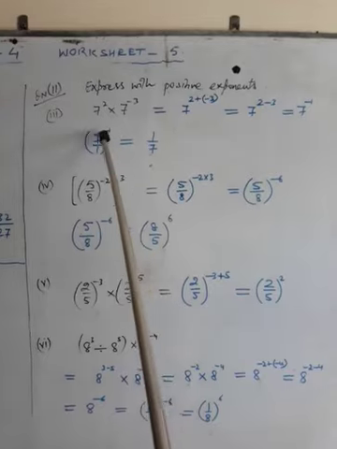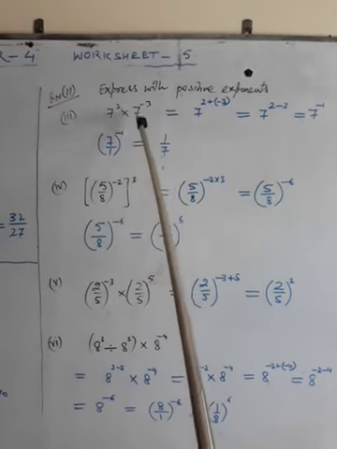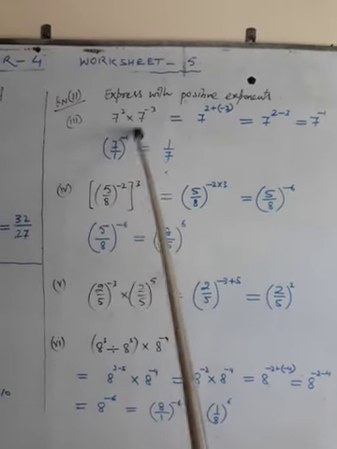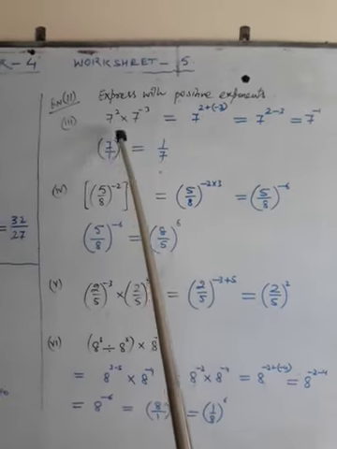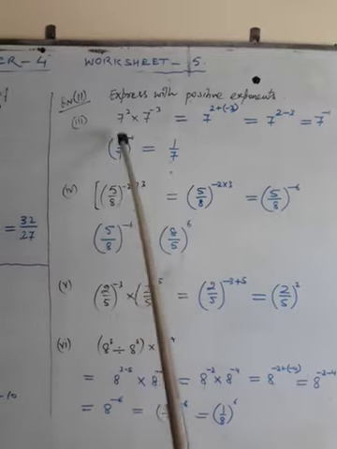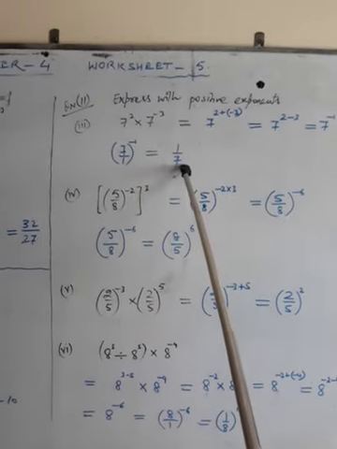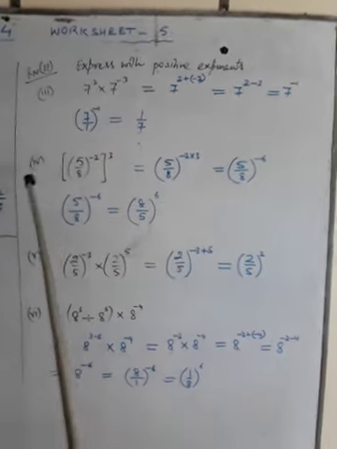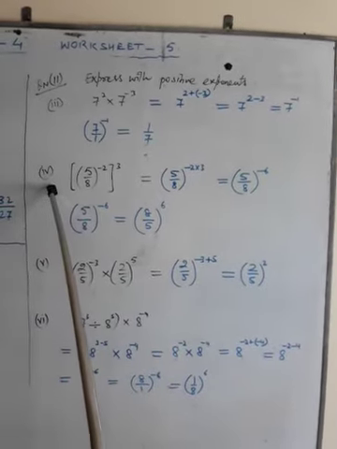You can see now (7 over 1) to the power minus 1 means 1 upon 7. So to change a negative exponent, you have to take the reciprocal of 7 over 1. What is the reciprocal of 7 over 1? 1 over 7. Similarly, I'm going to solve the fourth part.